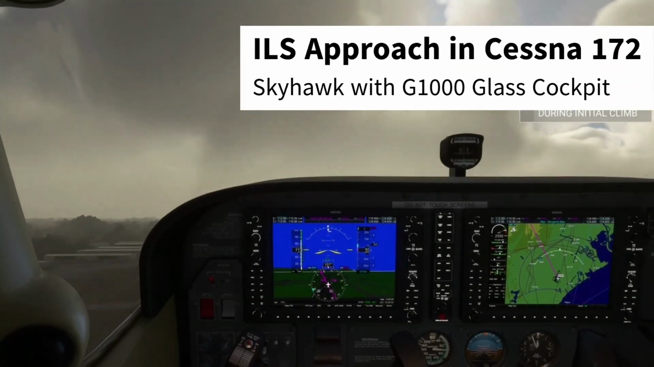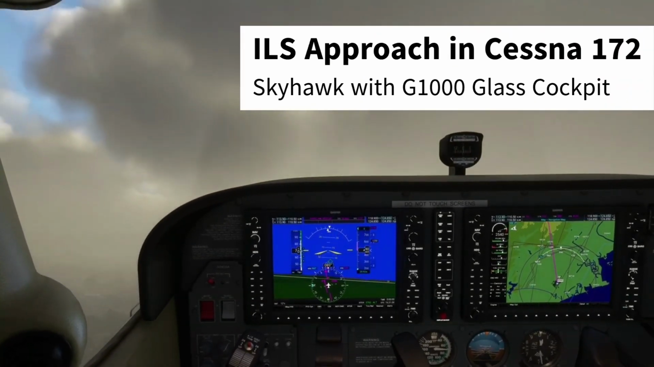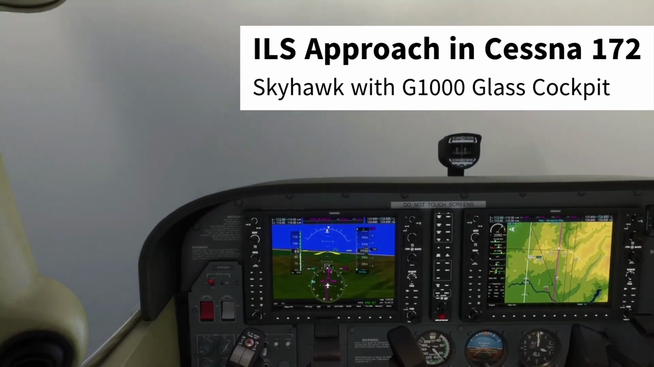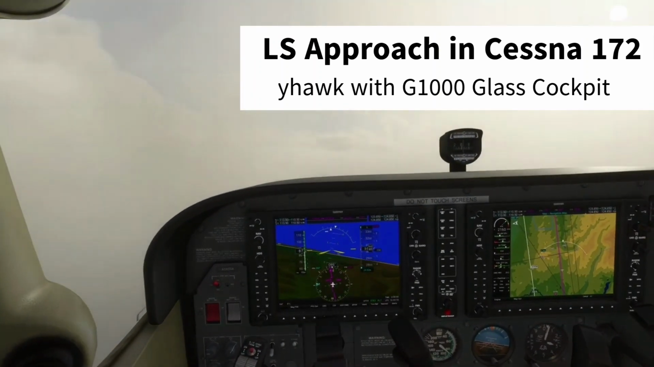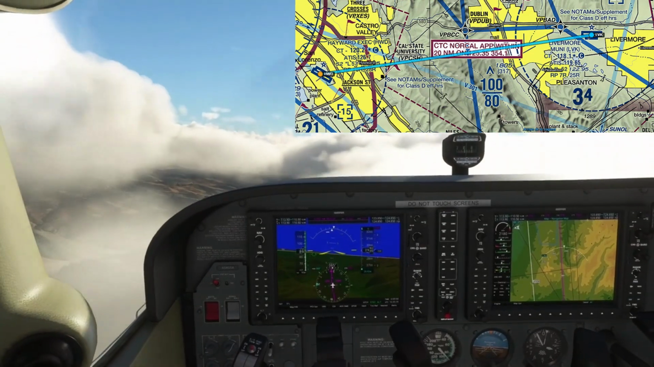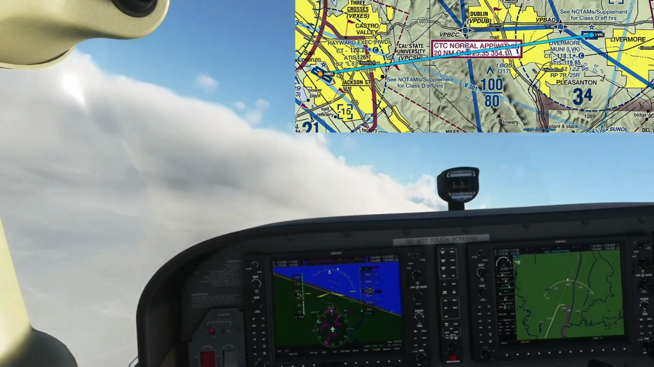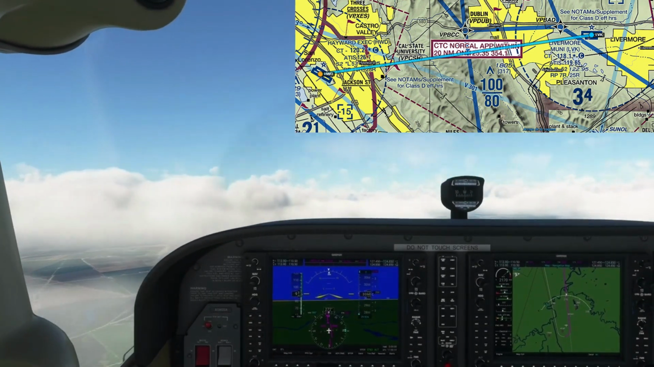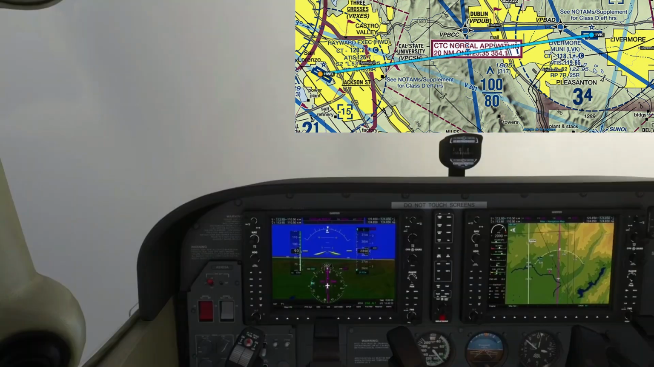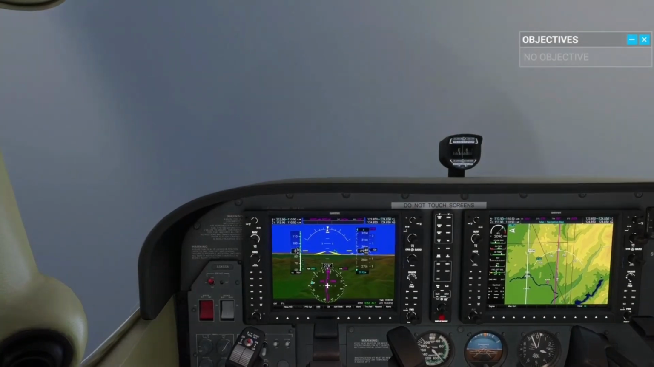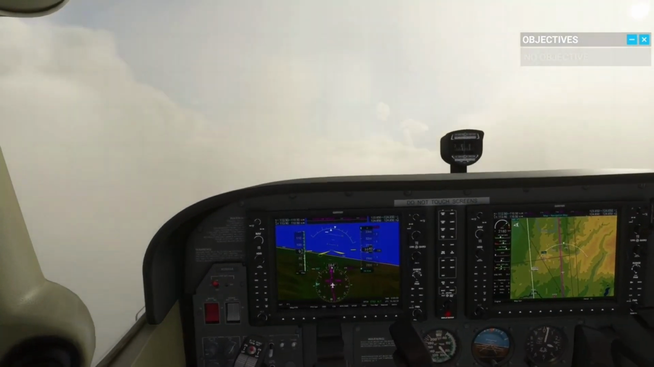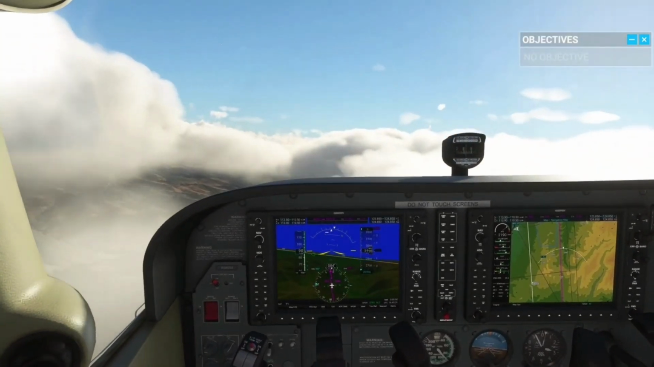In today's video, we will demonstrate flying an ILS approach in a Cessna 172 Skyhawk using the G1000 glass cockpit. Today we are flying from Hayward Executive Airport in Hayward, California to Livermore Municipal Airport in Livermore, California on an IFR flight plan. During our pre-flight briefing, the visibility at Livermore Municipal was less than 2 statute miles.